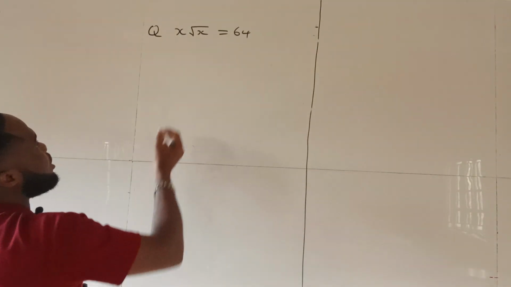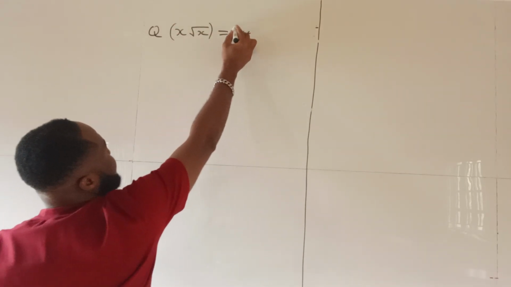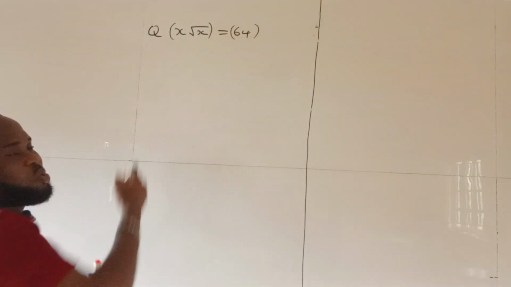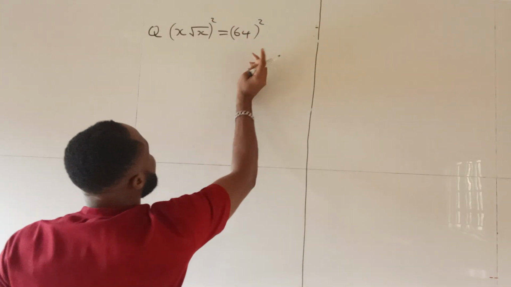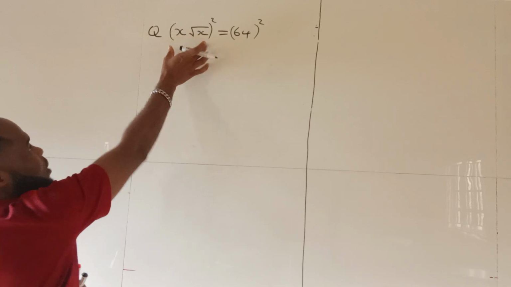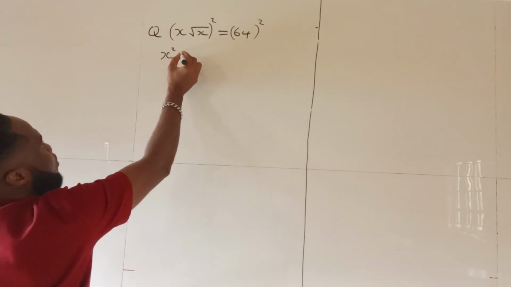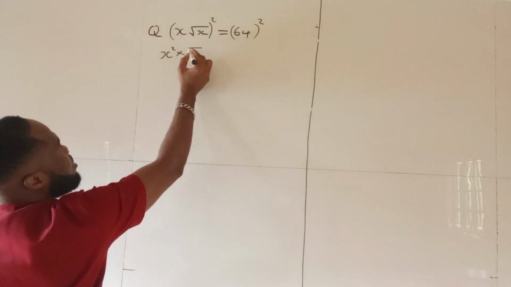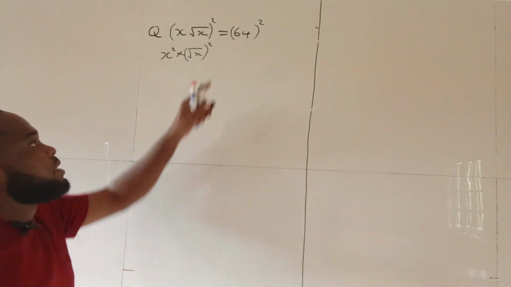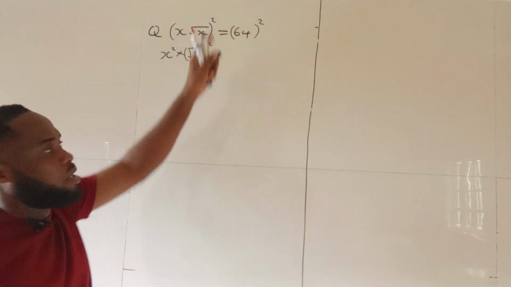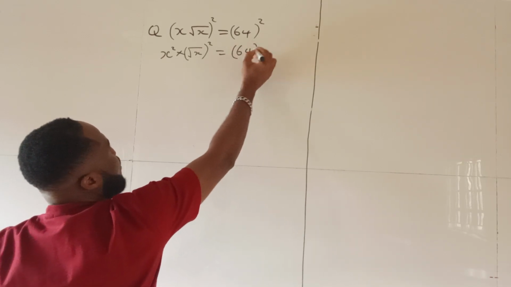Now, the first thing to do is to square both sides, in order to clear this radical, the square root. Is that okay? So when we square both sides and expand this bracket, we're going to have x squared multiplied by square root of x, all squared, because they are sharing this power together, equals 64 raised to the power of 2.